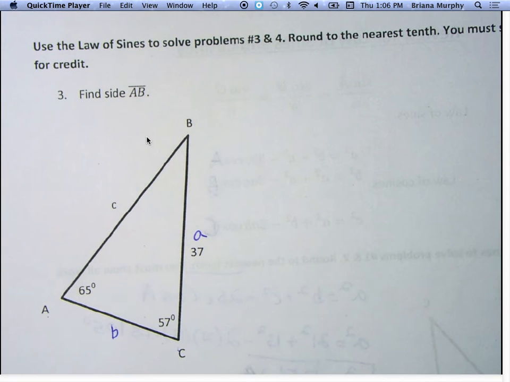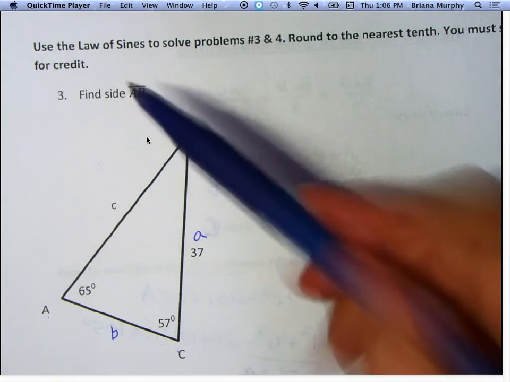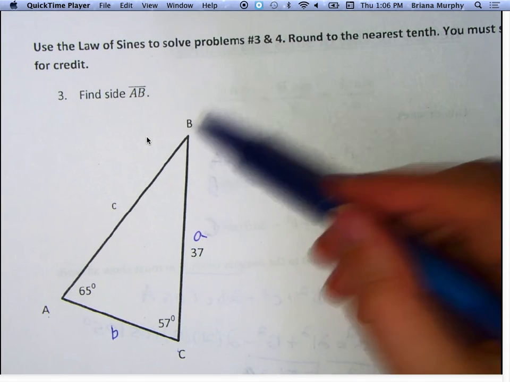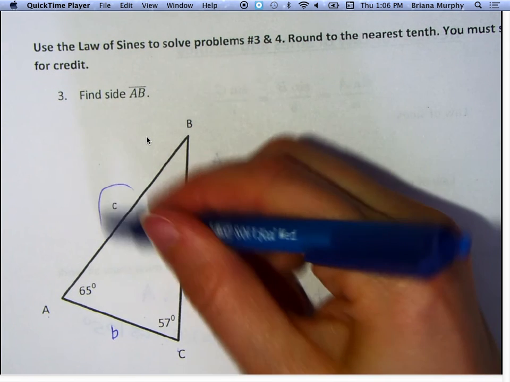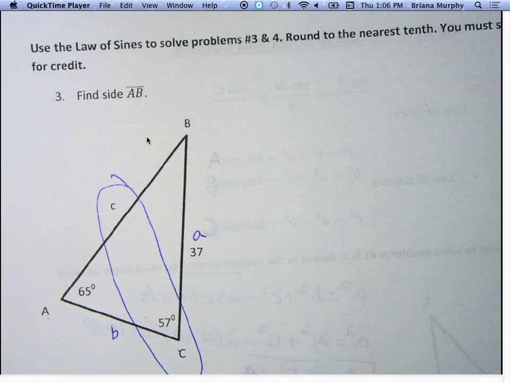What's nice, I know there are 3 things per sine, A, B, and C, but we're only going to use 2 out of the 3. Okay? So, I'm looking for side AB. Side AB is C, correct? Which other one do I have an angle and a side for?